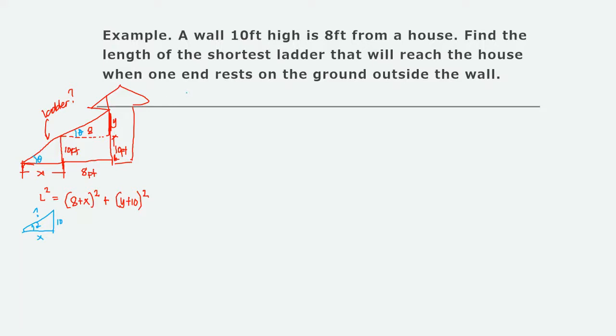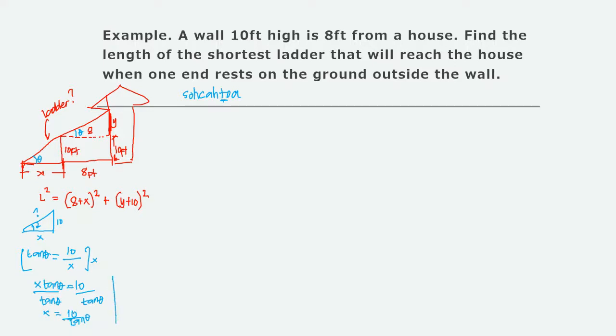We can use SOHCAHTOA again. We need to use the opposite and the adjacent, so that means we have to use the tangent. So tangent theta is equivalent to the opposite, which is 10, over the adjacent, which is x. To isolate x, we multiply both sides by x, so that gives us x tan theta is equivalent to 10. To isolate x more, we divide both sides by tan theta. So the value of our x is 10 over tan theta.